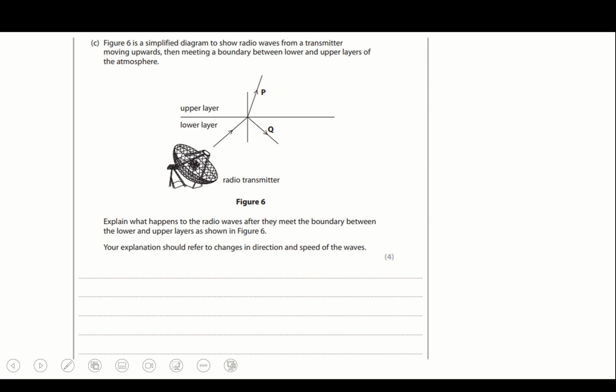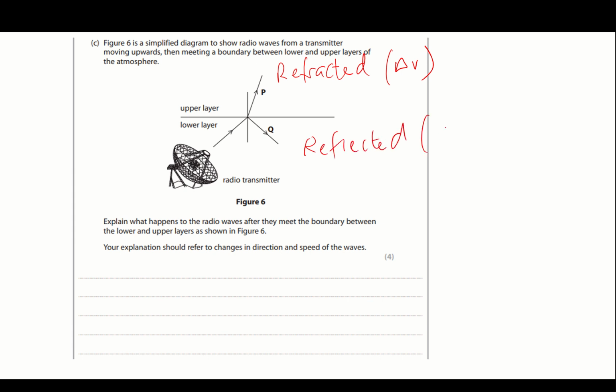Figure 6 is a simplified diagram to show radio waves from a transmitter moving upwards. They meet the boundary, and we can see what's going on here. So we've got the upper and lower layer. We can see this wave has been refracted, so I'm going to have to mention that. And that just means that it's changed speed at the boundary. So delta v to be fair. And then this one's been reflected. So speed's going to be the same. So it's going to be the same velocity there. But we know this angle, theta I, equals the angle of reflection. We know those two angles equal each other. So we're just going to tidy all of that up.